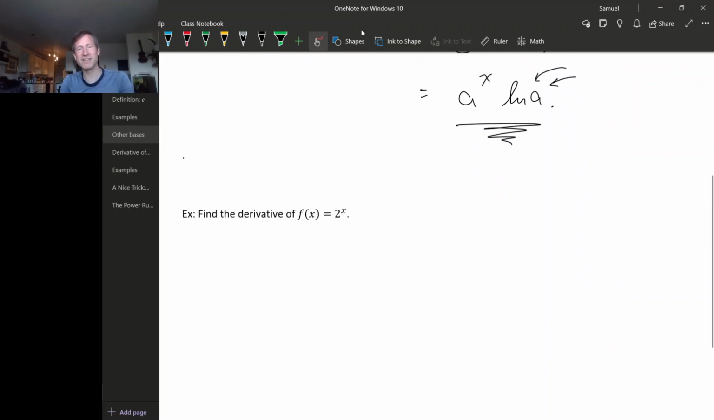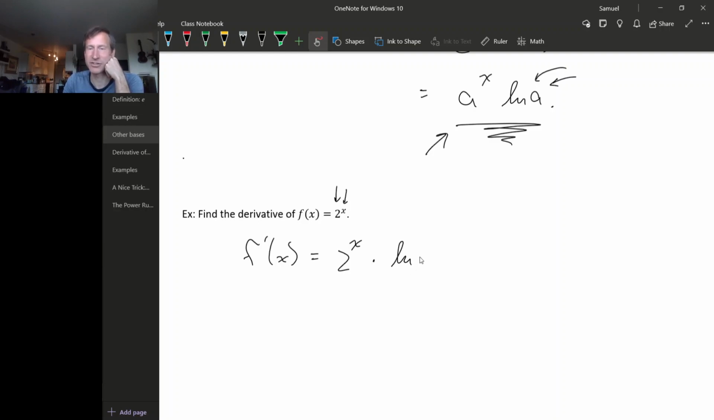Just to have an example, let's take the derivative of this one. f of x equals 2 to the x. So f prime is, according to what we worked out up here, exactly the same exponential because the base is constant and the exponent is just the variable x, so it's the same exponential, but then we have to multiply by the natural log of the base.